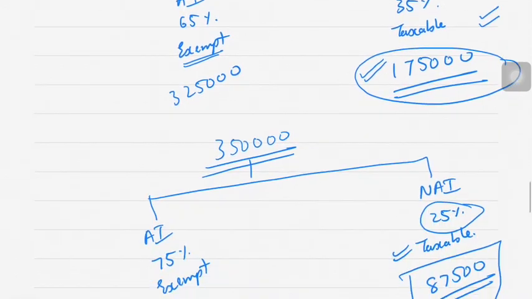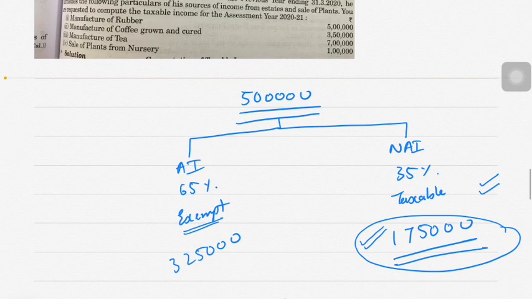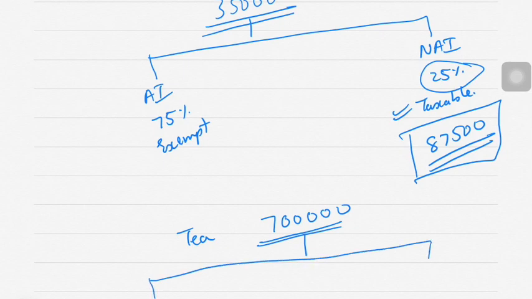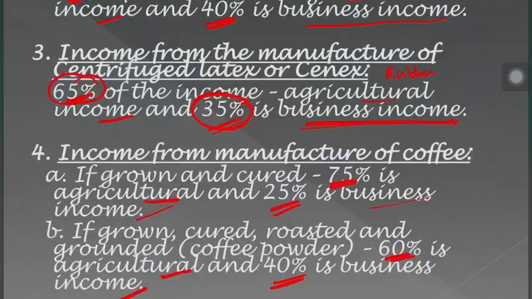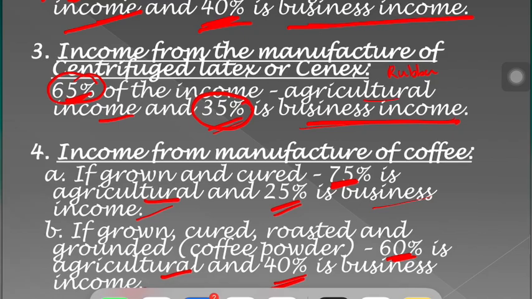Okay. Next one, manufacture of tea. In case of tea, your income is 7 lakhs. Out of 7 lakh, this is your profit from this business. You have grown tea yourself and you have manufactured it. So again, this 7 lakh is partly agricultural income and partly non-agricultural income. How much is agricultural income and how much is non-agricultural income? Now, in case of tea, 60% is considered as agricultural income and 40% is considered as business income.